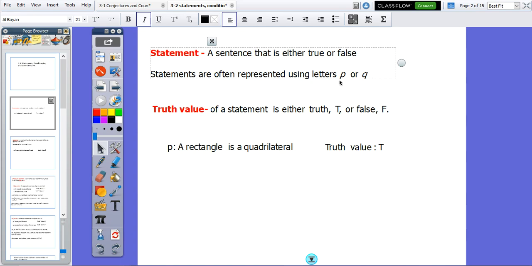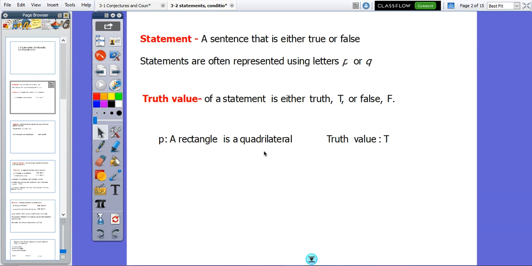Now, truth value is just that. This is where we do a little bit of deep diving: is this true or is this false? For example, statement P is, a rectangle is a quadrilateral. We figured out that's a true statement, because to be a quadrilateral, you just need 4 sides. Rectangles have 4 sides, so that's a true statement, right?